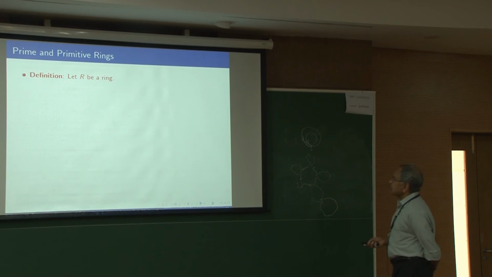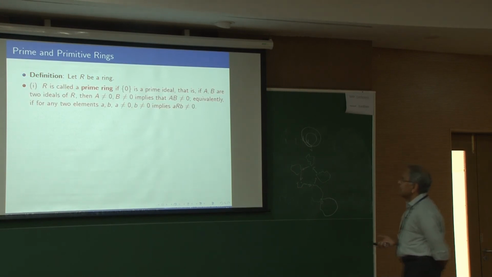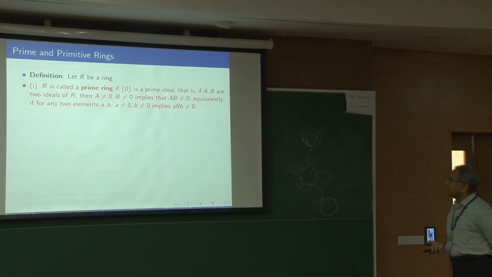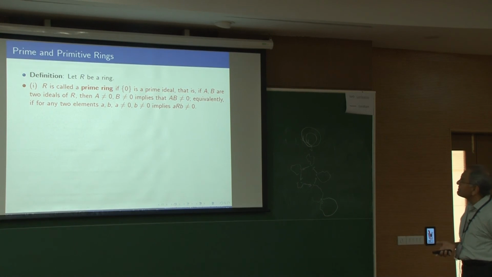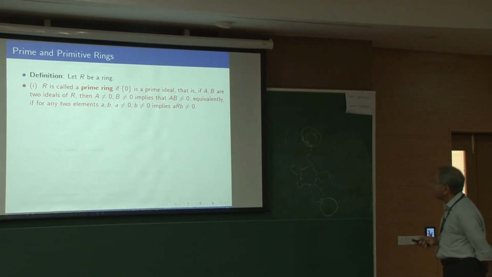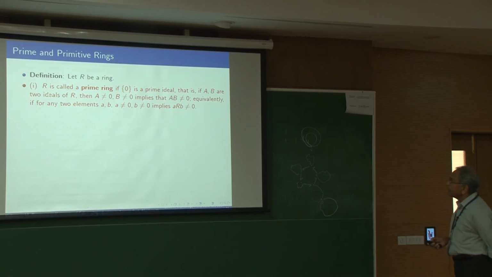Then I would like to just remind you about when the path algebra is a prime ring, and when it is a primitive ring. A quick reminder: a ring is said to be a prime ring if 0 is a prime ideal. That is, if A and B are two non-zero ideals, then the product must be non-zero. Or equivalently, given any two elements a and b, if a is not equal to 0 and b is not equal to 0, then a times the ring R times b cannot be 0.